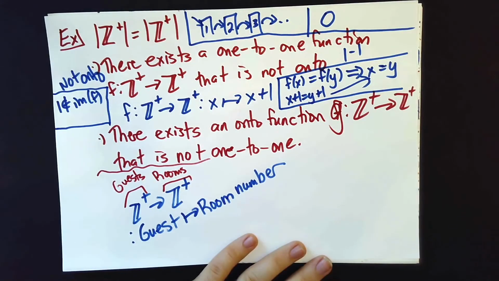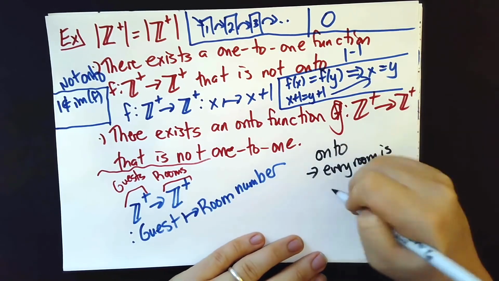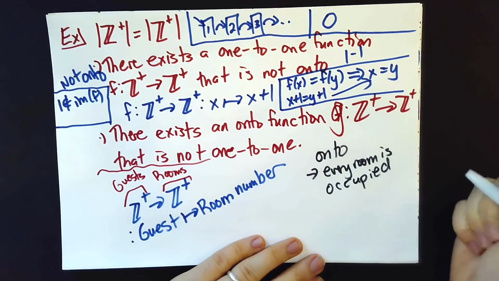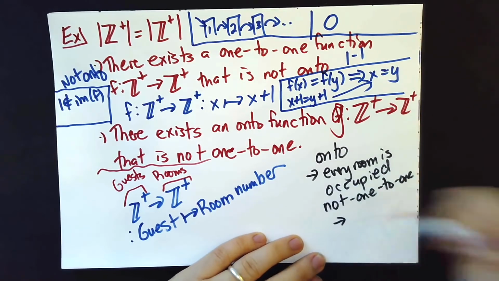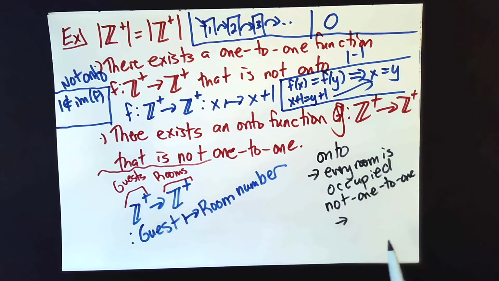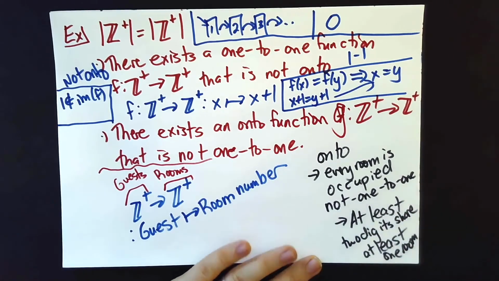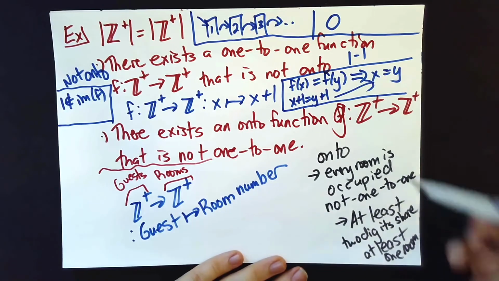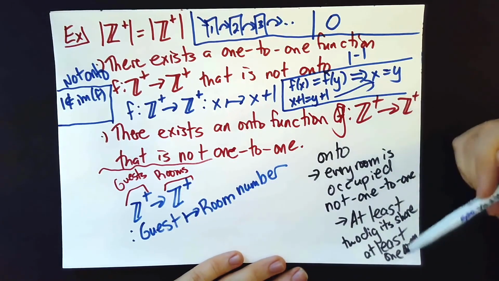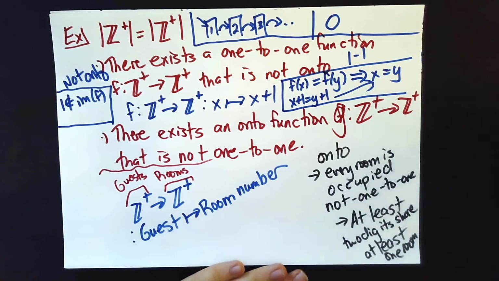So onto means every element of the codomain is used. So it means every room is occupied. But then what does not one-to-one mean? Well, it means not every pair of people end up being in different rooms, so it means at least 2 people share at least one room. And so I think it's not so hard to describe a way in which at least one room has 2 guests in it, but every room is still occupied.